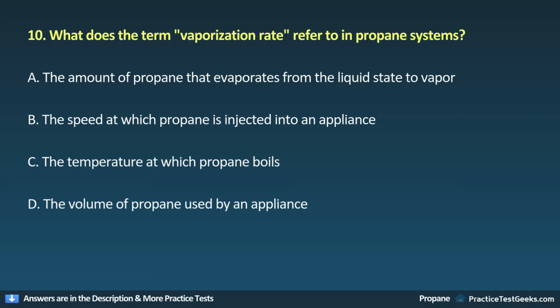10. What does the term vaporization rate refer to in propane systems? A. The amount of propane that evaporates from the liquid state to vapor. B. The speed at which propane is injected into an appliance. C. The temperature at which propane boils. D. The volume of propane used by an appliance.